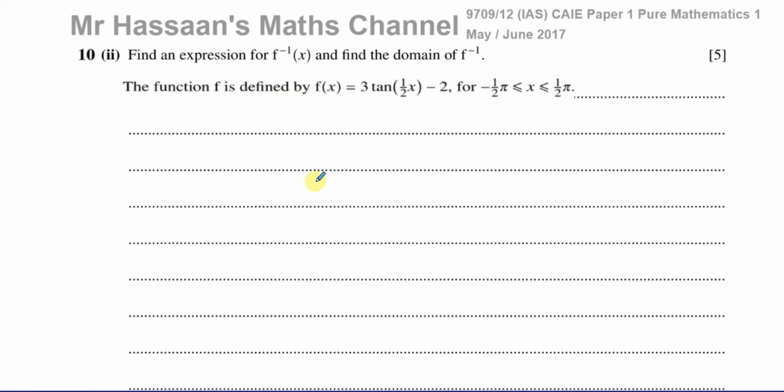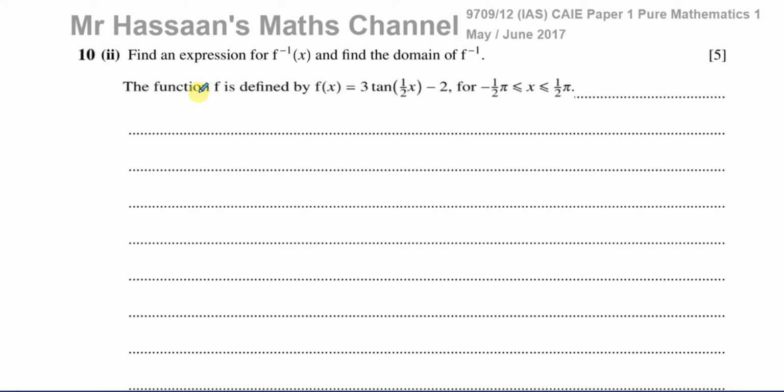Now, here we're asked to first find an expression for the inverse of the function f and find the domain of the inverse of f. Okay, so just one little point about the wording of this question.